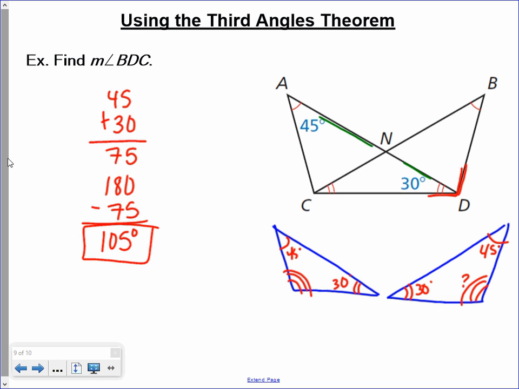So again, this all stemmed from the fact that no one ever told me that BDC was congruent to ACD, but I know that if two of the angles are congruent, then the third one automatically has to be. Okay.